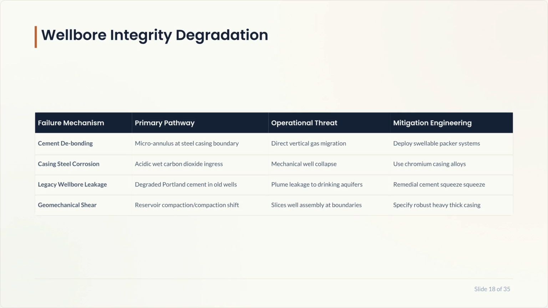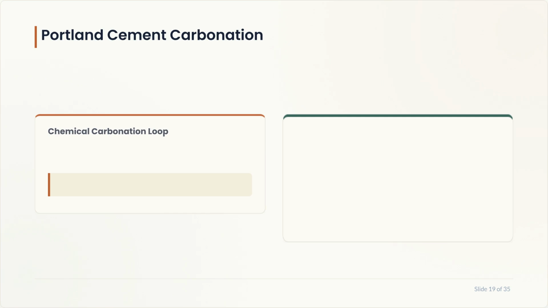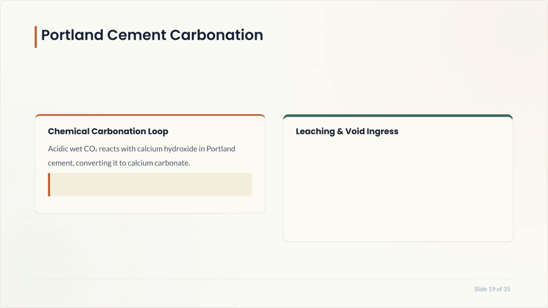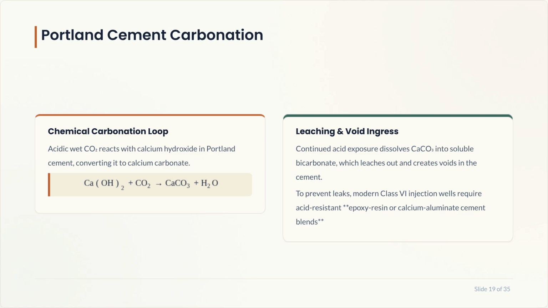Wellbore integrity is vital for long-term storage safety. We monitor mechanisms like cement debonding, casing corrosion, and geomechanical shear to deploy appropriate engineering mitigations. Portland cement can be vulnerable to carbonation when exposed to acidic wet CO₂. Modern wells often utilize specialized epoxy resin or calcium aluminate cement blends to prevent leaching and ensure durability.